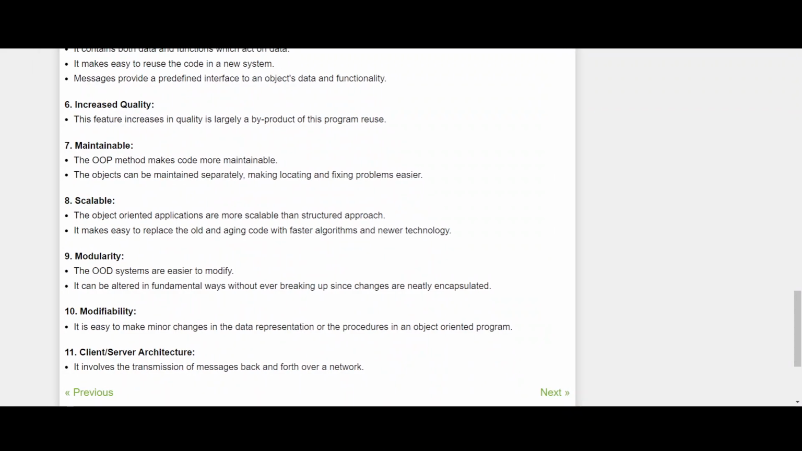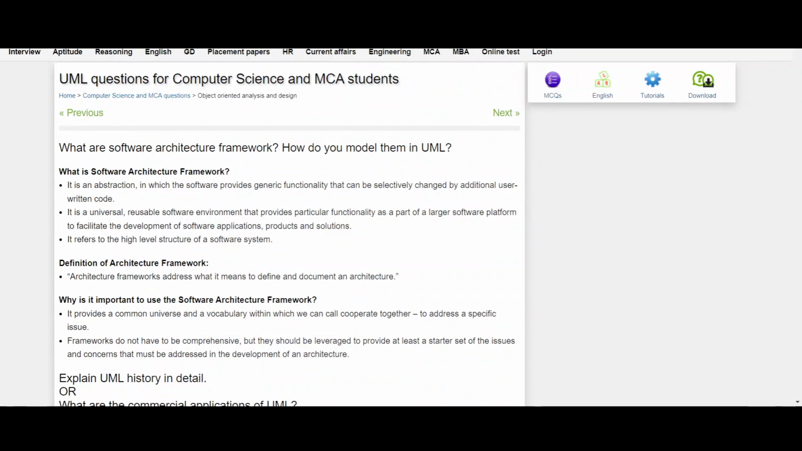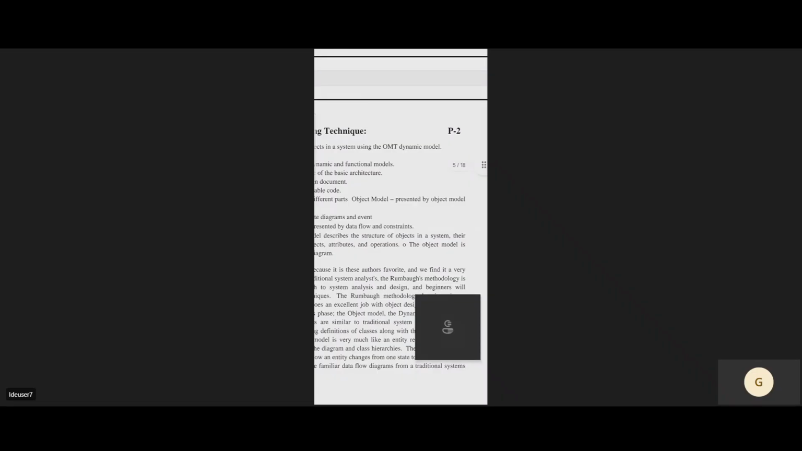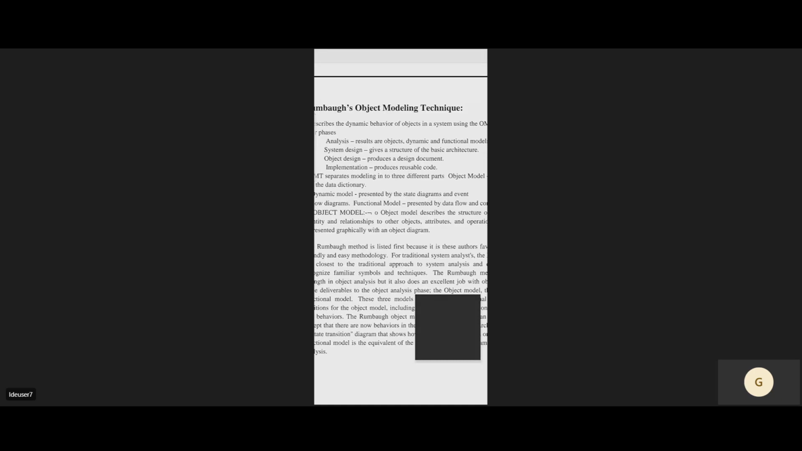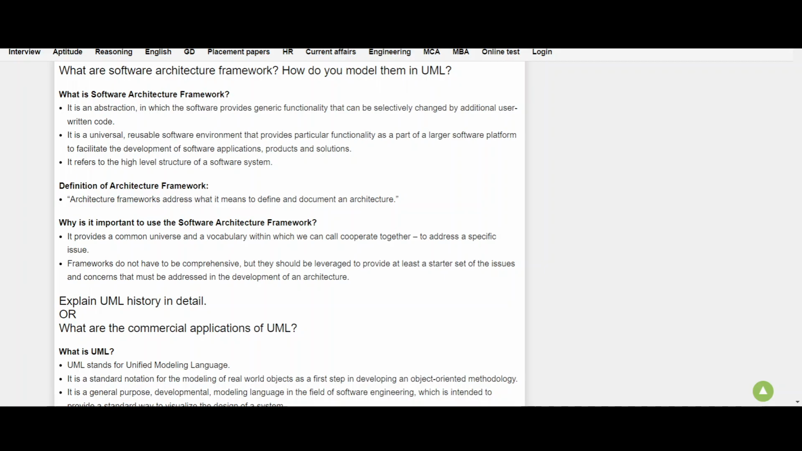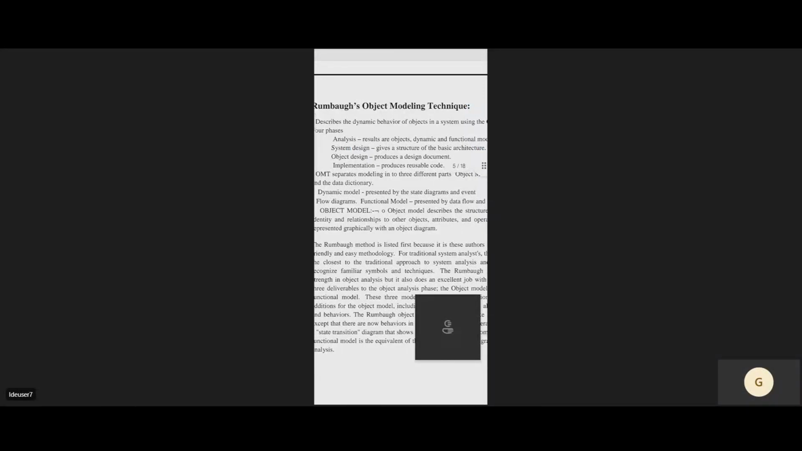So, what is Rumbaugh's Object Modeling Technique, which describes the dynamic behavior of objects in a system using the OMT dynamic model? It has four phases: analysis, system design, object design, and implementation. Under analysis, the results are the object, dynamic, and functional models. System design gives you the structure of the basic architecture. Object design produces a design document. The implementation phase produces reusable code. Then OMT separates modeling into three different types: the object model, presented by the object model and the data dictionary; the dynamic model; and the functional model, with flow diagrams.